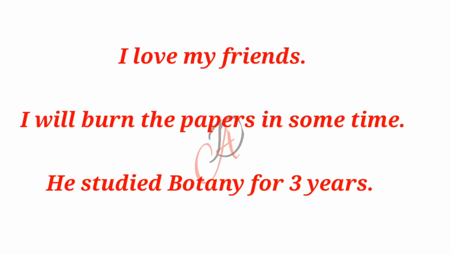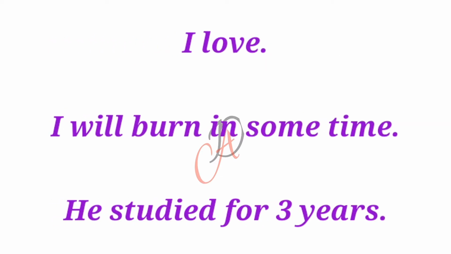When we look at these examples closely, the verbs love, burn, studied are the main verbs and they are transitive verbs because they are followed by the object like my friends, the papers, and botany. Hence, these main verbs are termed as transitive verbs because they have an object to receive the action. Now, let's see the same examples without having an object. I love, I will burn in some time. He studied for 3 years. Do these sentences look complete to you now? Do they not leave you with the question, what? Yes, we do need an object to complete the action.